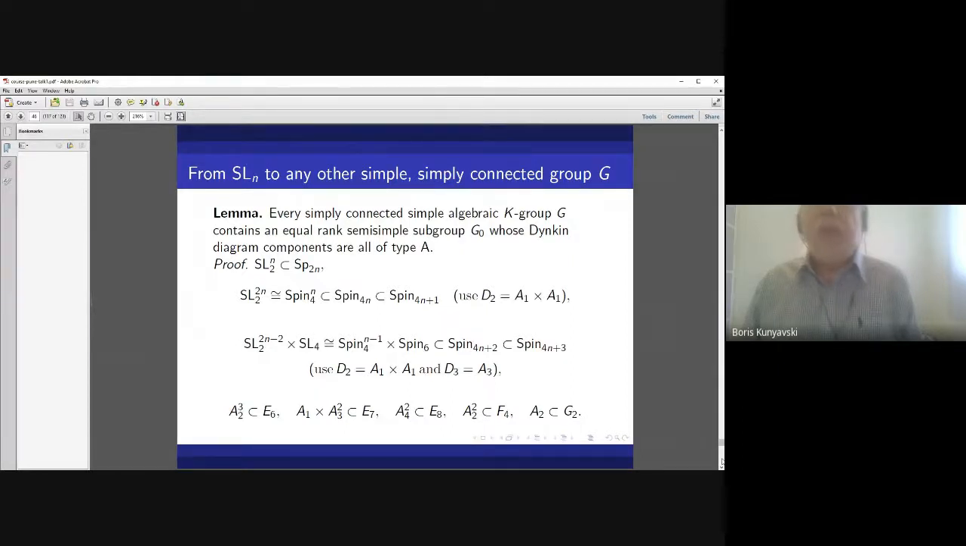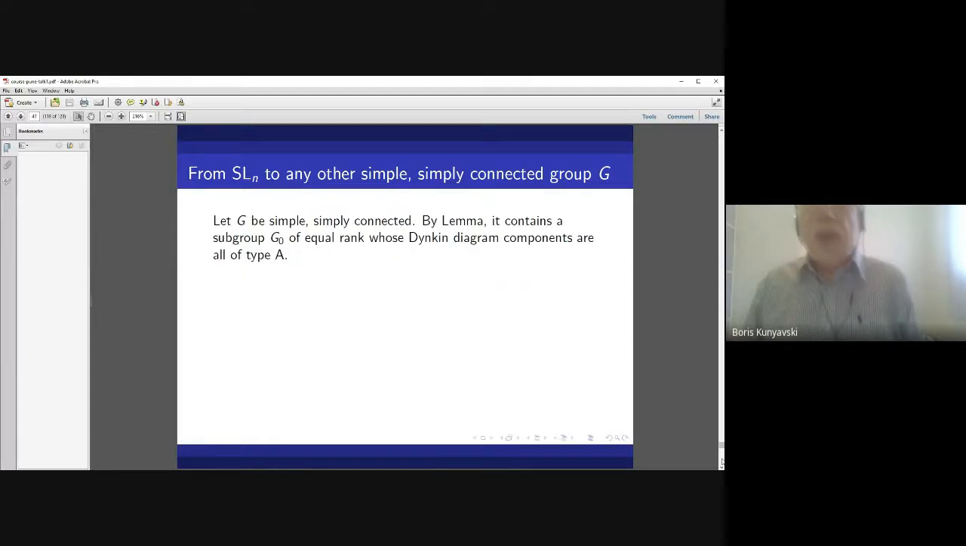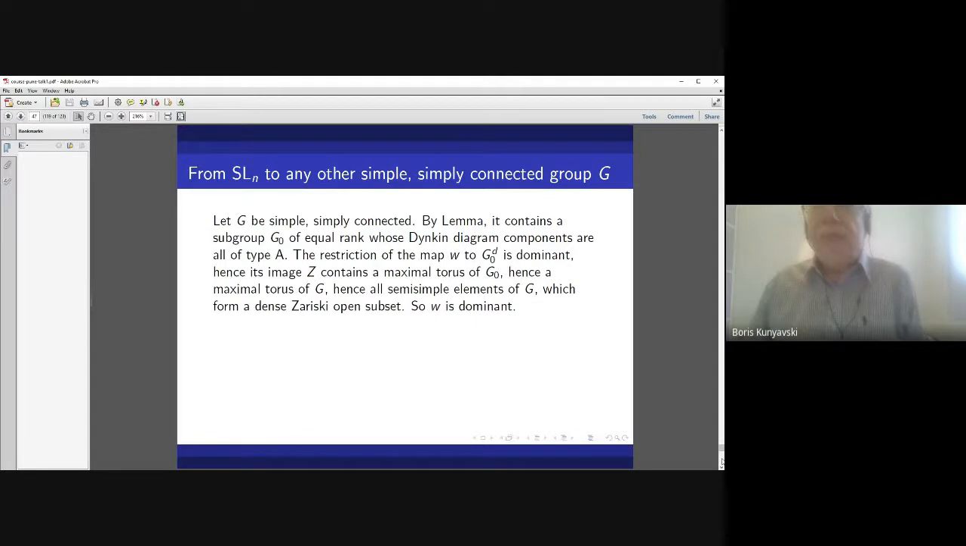Why is it good? We are finishing. Now let G be simply connected. We find the subgroup of the same rank with components of type A. Now, the point is that because the ranks are equal, the groups have the same collection of maximal tori. So by the preceding case, we know that the restriction of our map to groups of type A is dominant. Hence, its image contains a maximal torus of G0, then the maximal torus of G.